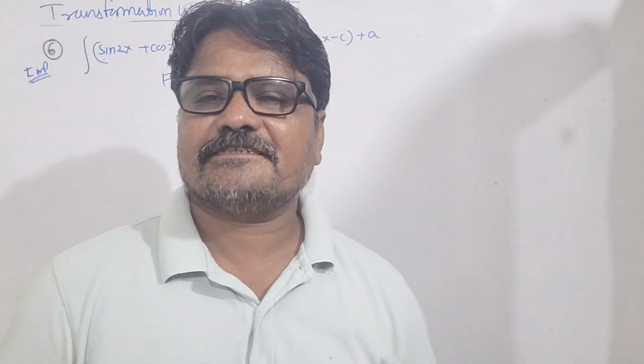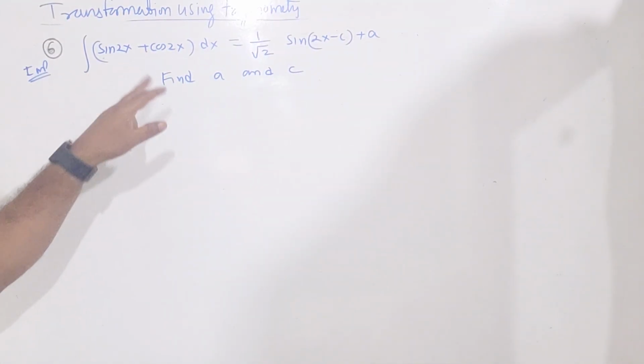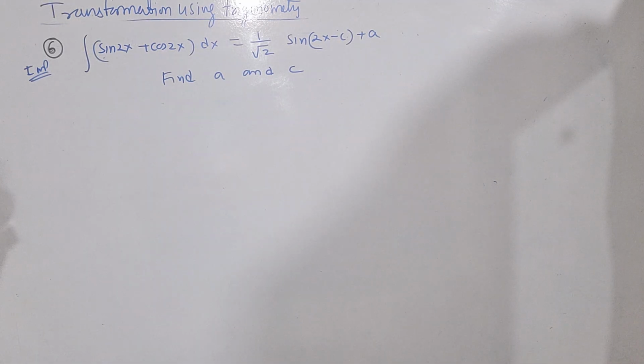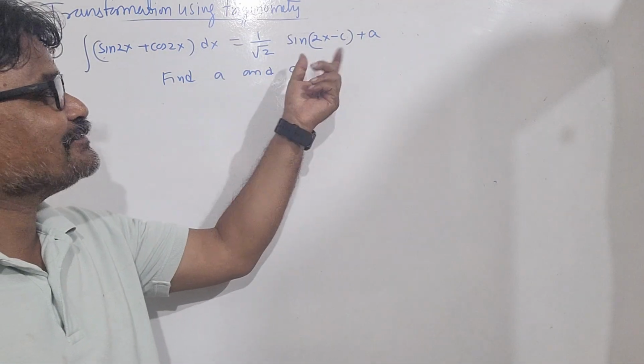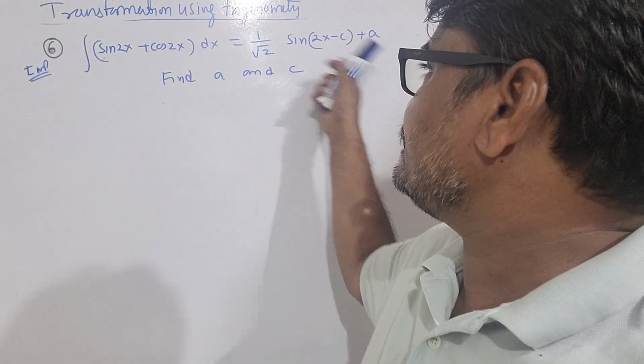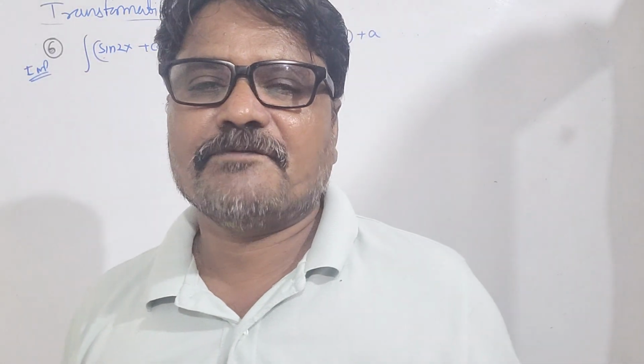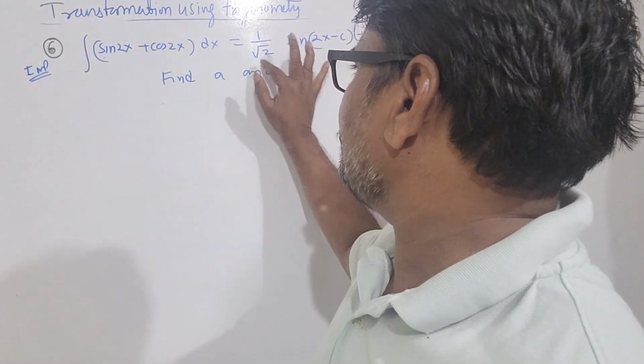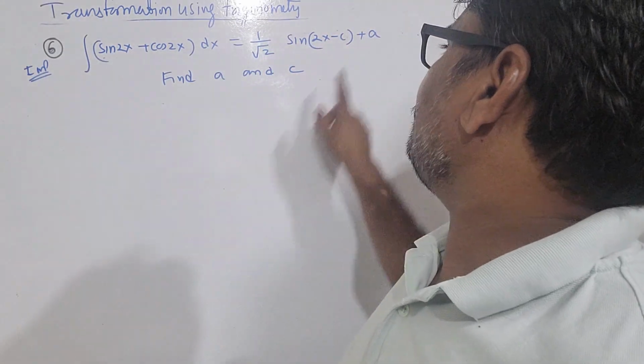Now coming to this question, this is another aspect, another concept of trigonometry, that is we have to integrate sin 2x plus cos 2x dx. OK, sin 2x plus cos 2x dx, and this has to be answered in terms of 1 by root 2 into sin of 2x minus c plus a. Are you getting my point? Here I can't integrate sin 2x differently and cos 2x differently because I want the answer in this format only. The format is that in the answer 1 by root 2 sin of 2x minus c, then we have to find out the value of c.